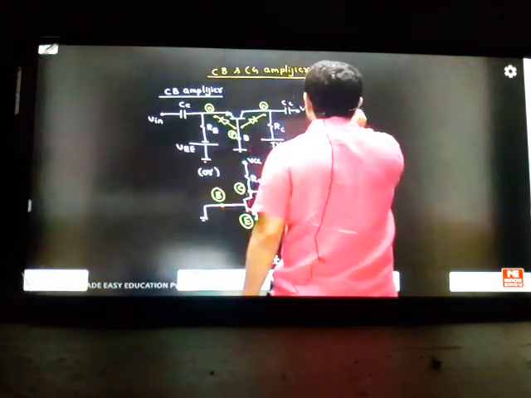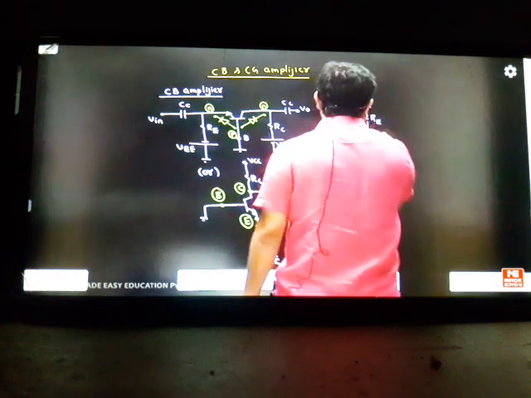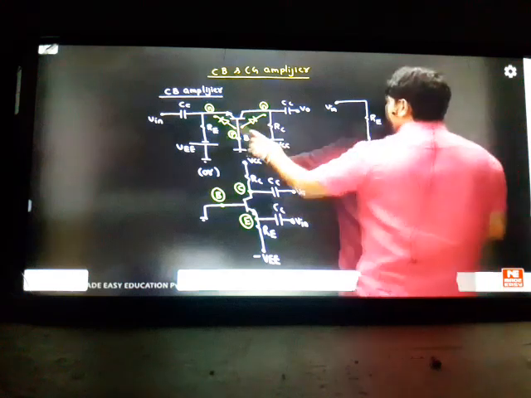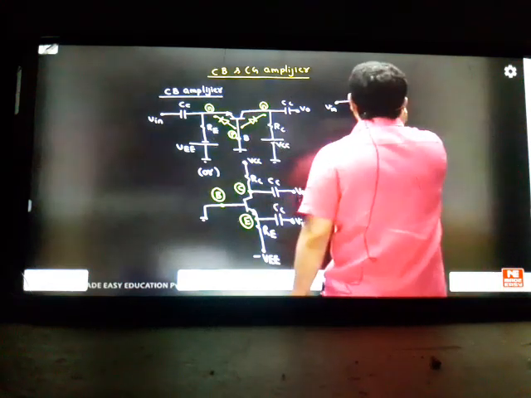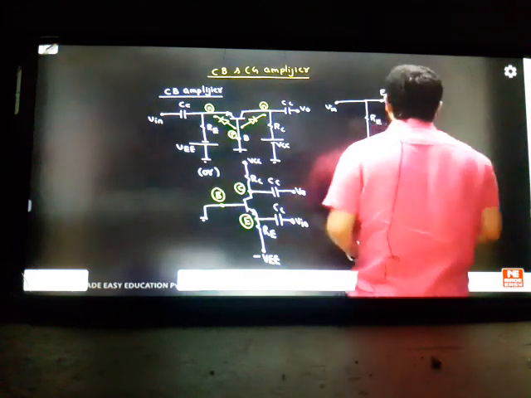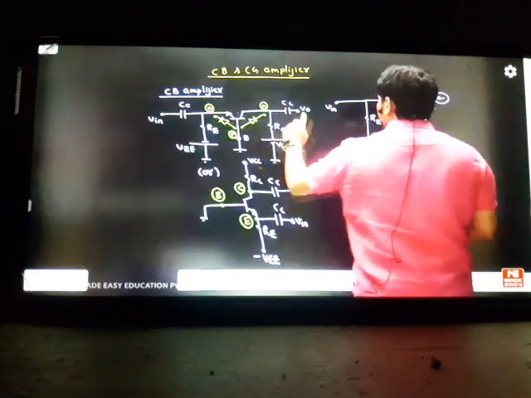Here, whenever you see the horizontal one, we go for the T model technique. The AC model will be like this. This is RE, this is RE to ground, this is VIN. And next we have R pi there. So I'm applying the T model. This is the emitter junction point. We have here R pi, which is your base. Next we have a current source. T model: emitter, base, collector.